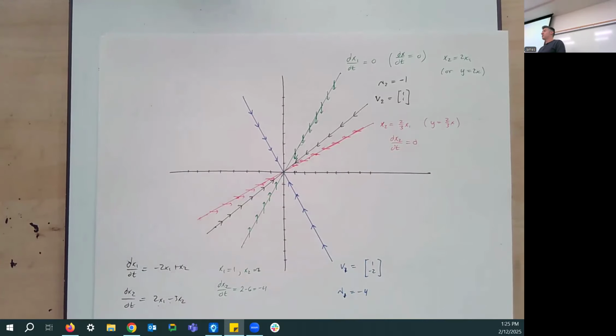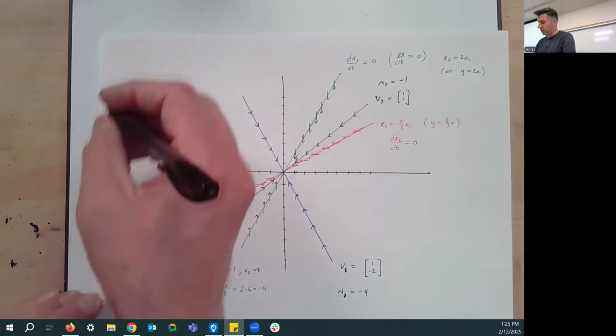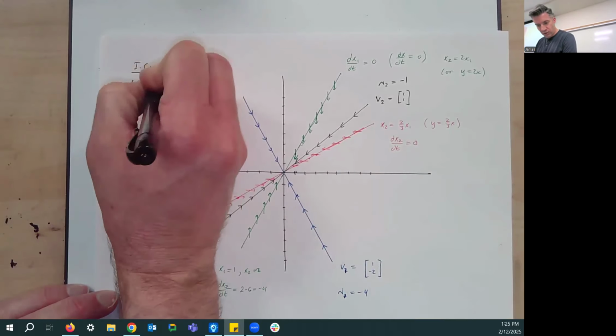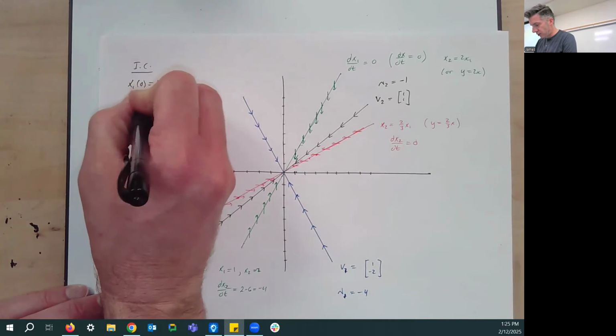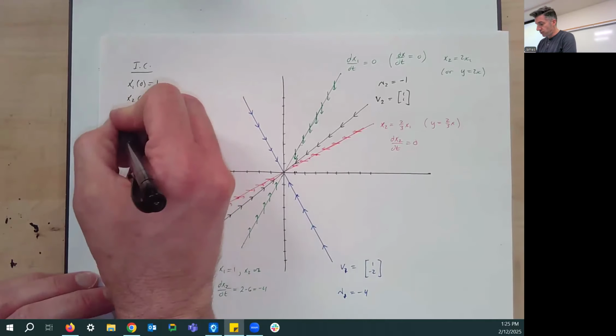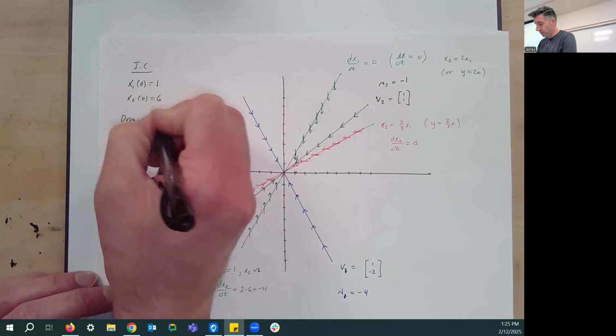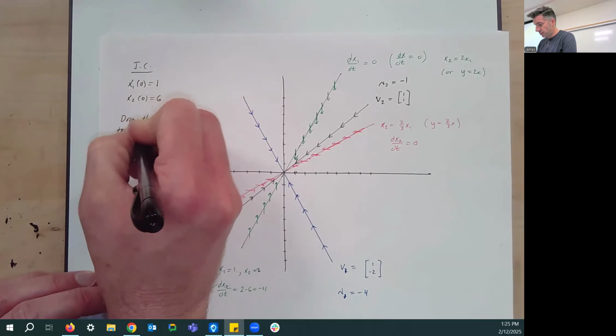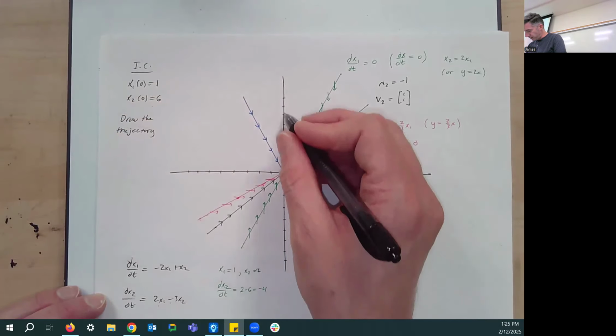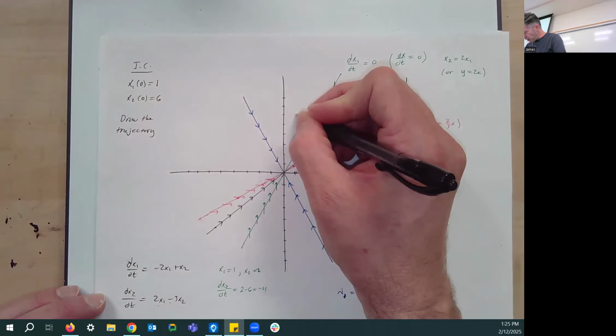Okay, so now, often what we do with something like this is say, okay, for the initial condition that x1 of 0 is equal to 1 and x2 of 0 is equal to 6, draw the trajectory. So I'm going to go over 1 and up 6. So 1, 2, 3, 4, 5, 6. I'm starting right here.